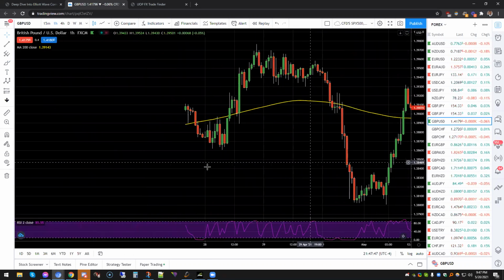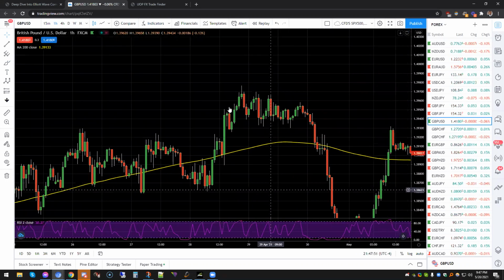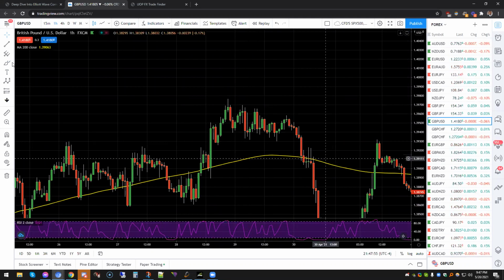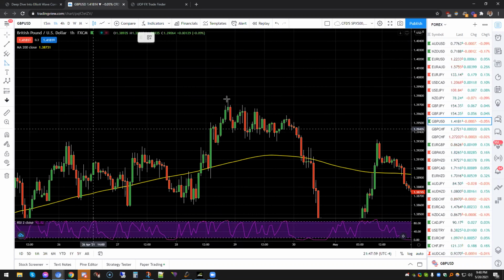I don't see one so far. We're looking, but I don't see one. Okay, this here looks very, very interesting. Okay, so let's look at that. That piece of price action looks interesting.